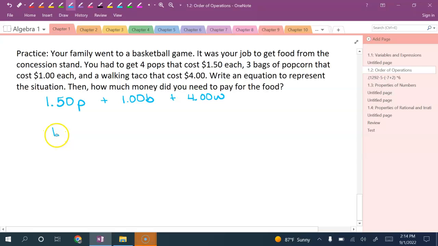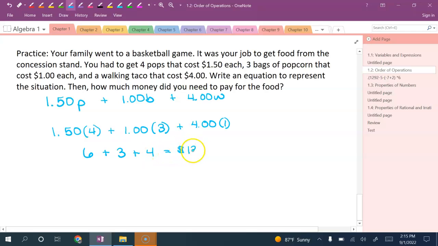So now to figure out how much they spent, I take $1.50 times 4 for the pops, $1 times 3 for the 3 bags of popcorn, and they only bought 1 walking taco, so I'm going to take 4 times 1. So this would be 6 plus 3 plus 4, which would be a total of $13.